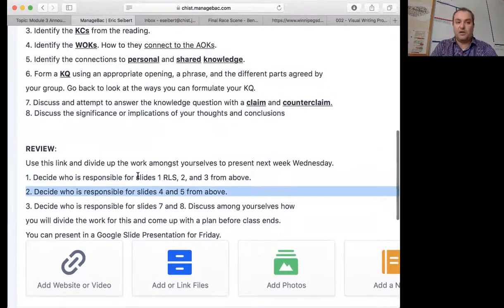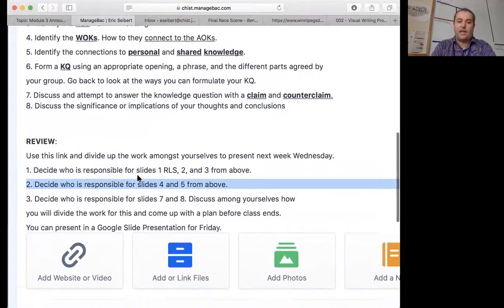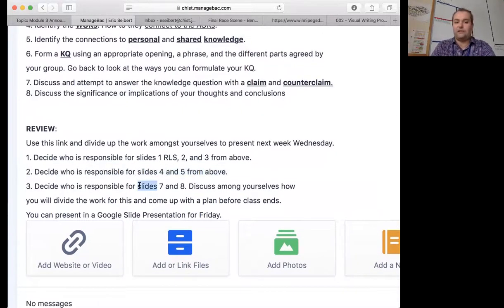4 and 5 from above, the other student is going to be responsible for the WOKs, which I talked about, connected to the AOKs, and then the personal and shared knowledge explanation. And the last is the 7 and 8, which one student is going to be responsible for the knowledge claim and the conclusion.